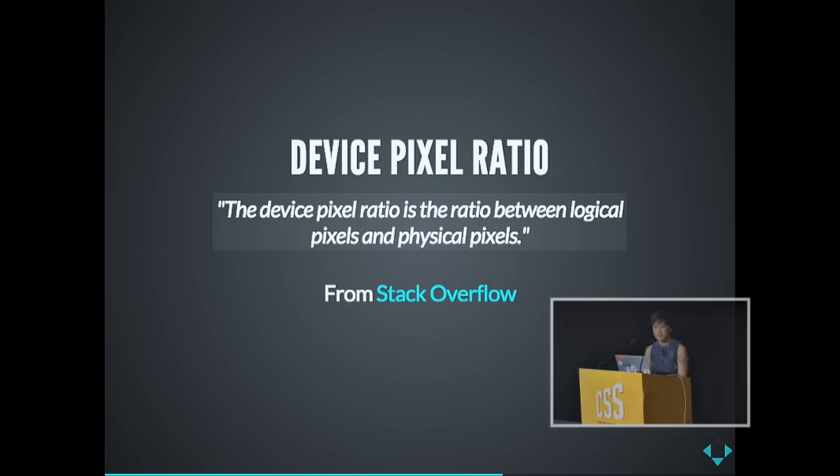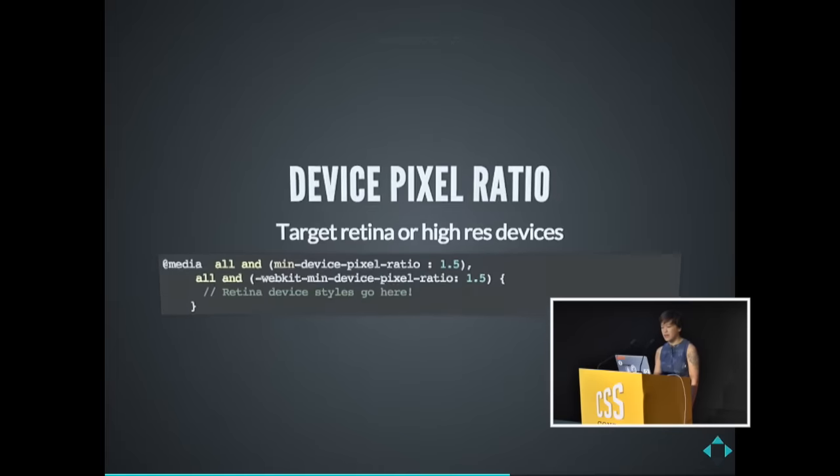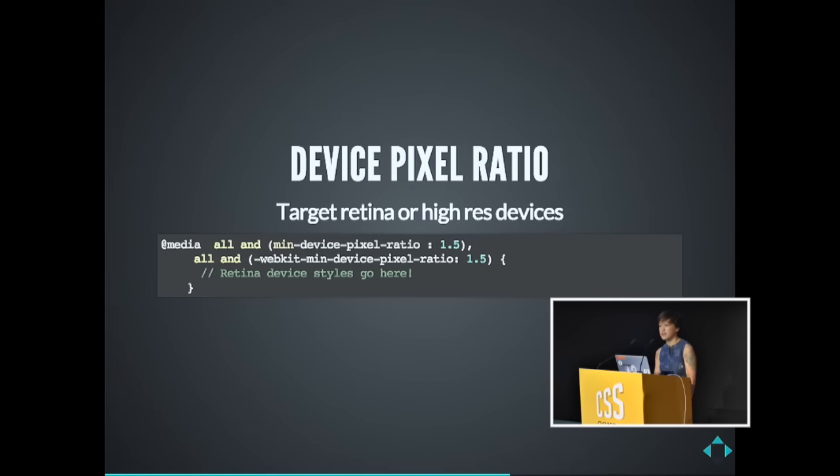Next up is device pixel ratio. The device pixel ratio is the ratio between logical pixels and physical pixels. And that will help you target retina or high-res devices. And I'll actually come to a really great example of that in just a bit.